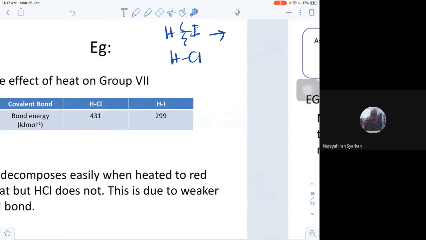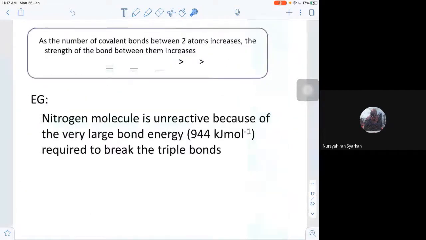Okay, so this is what I said just now. The bond order also affects the bond energy, the bond strength. If we have a triple bond, it is stronger than a double bond, and a double bond is stronger than a single bond. Okay, then an example is given here, in which the nitrogen molecule is unreactive.